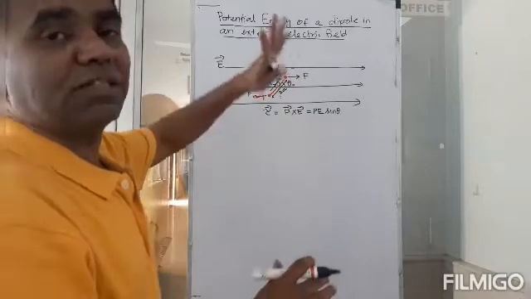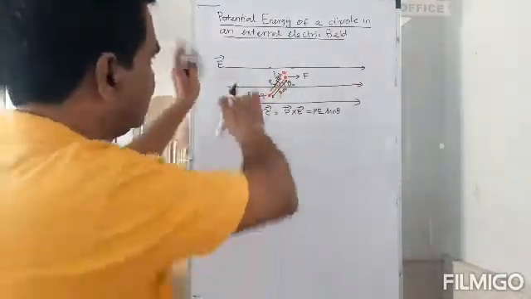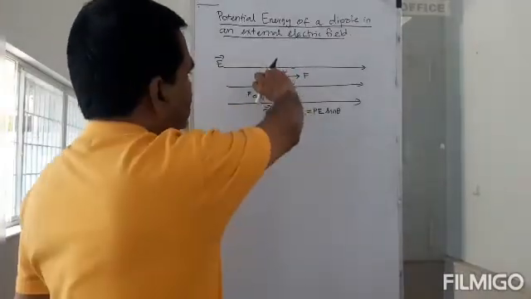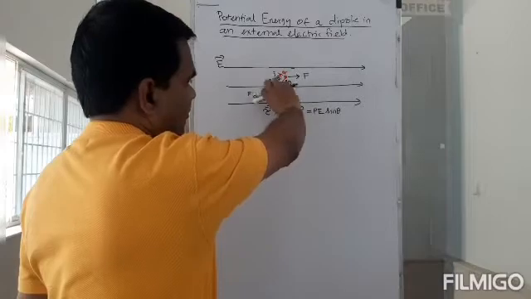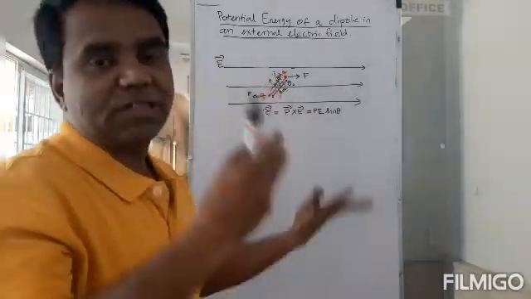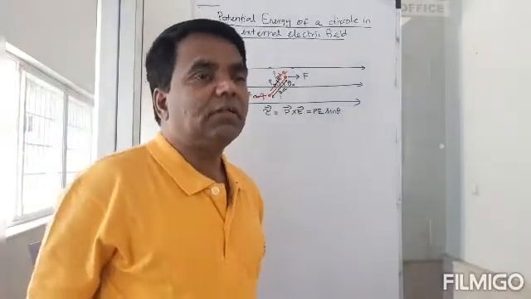and I will be doing work against the conservative field. Clear, right? Because the conservative field will be trying to push this dipole from this position down, but I am doing work against it this way without acceleration. Understand? Okay.